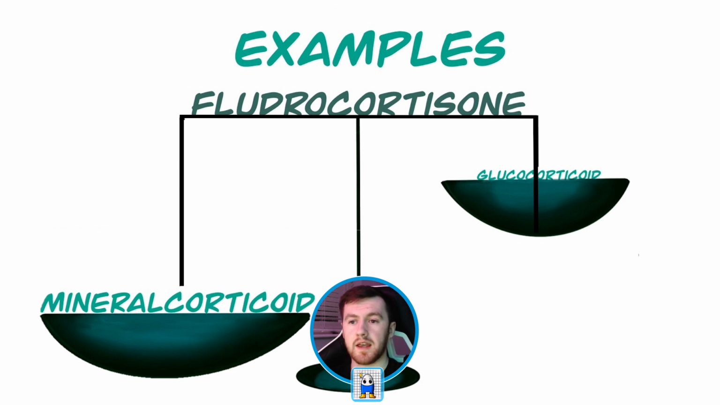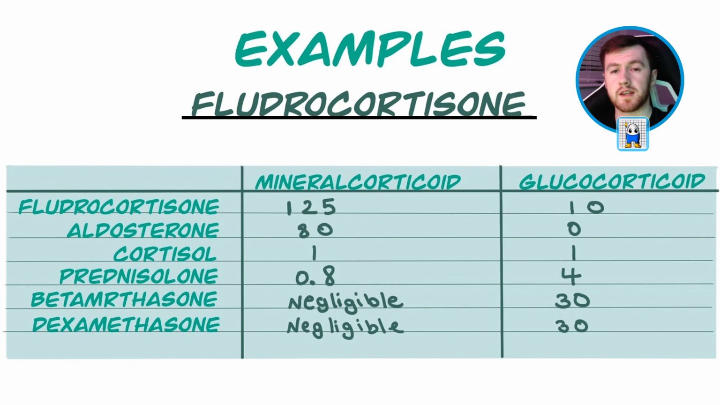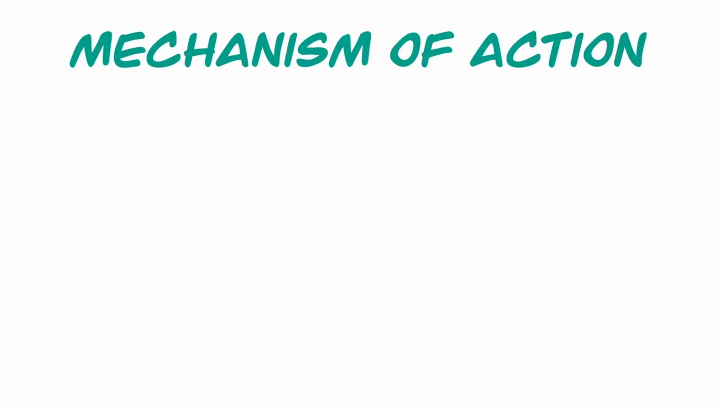So, it's really important to note that there are other corticosteroids and they have different degrees of mineralocorticoid activity and glucocorticoid activity, especially in comparison with the endogenous hormone cortisol, which is shown in the table on screen now. So, let's get started on the mode of action.